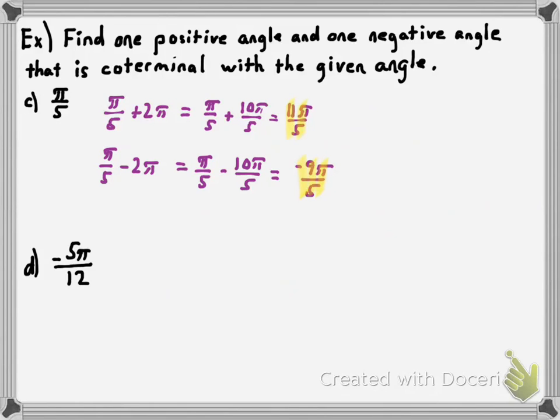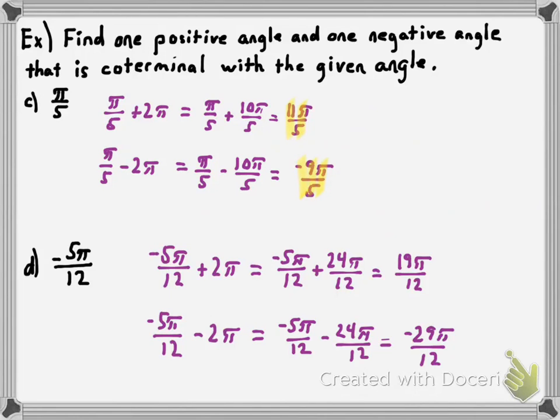Now, I'm not going to verbalize how we do the same thing with negative 5 pi over 12 because I'm trying to save time on this video. It's going to be kind of lengthy. But I am going to write the work out right now, and you can figure it out on your own and then check, or just write this down and check later. That's fine as well.